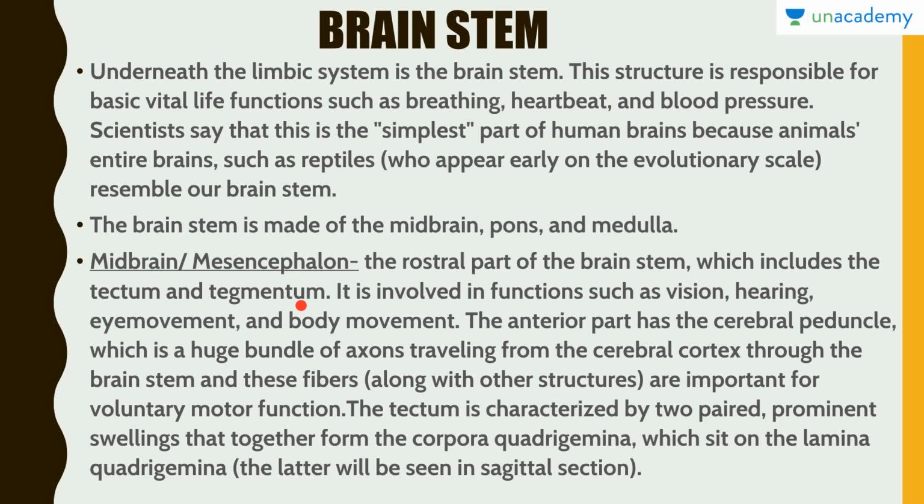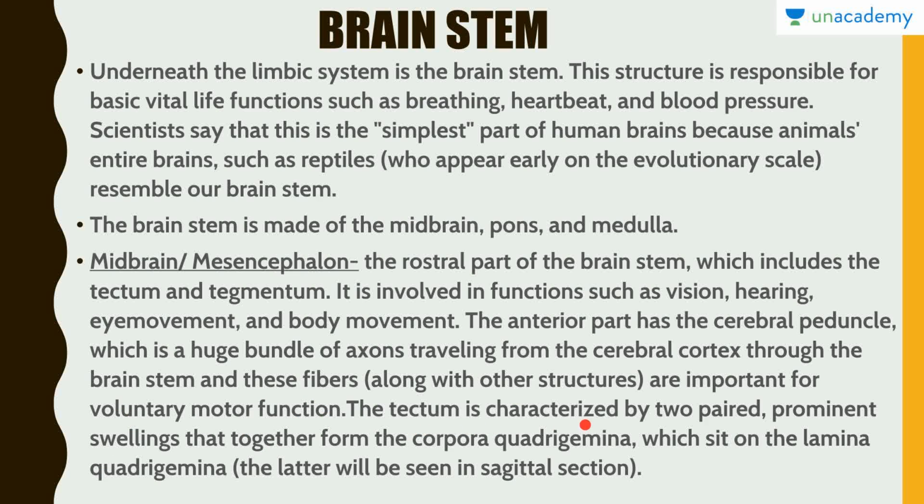We've already done this. It is involved in functions such as vision, hearing, eye movement, and body movement. The anterior part has the cerebral peduncle, which is a huge bundle of axons traveling from the cerebral cortex through the brainstem, and these fibers are important for voluntary motor function.